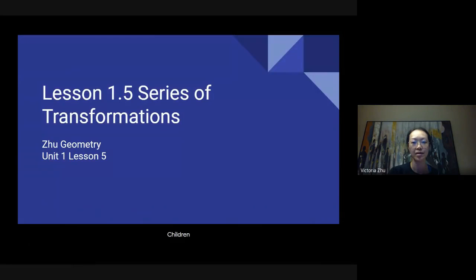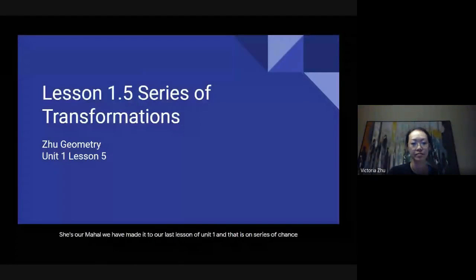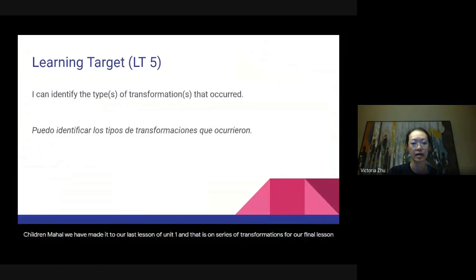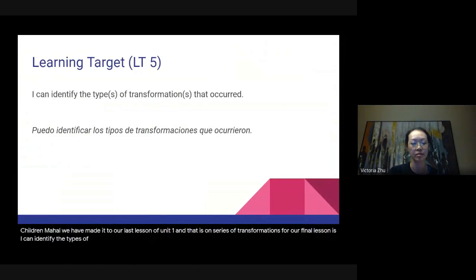学生们好, we have made it to our last lesson of Unit 1, and that is on series of transformations. Our learning target for our final lesson is I can identify the types of transformations that occurred. Notice that there's parentheses for types and transformations. That's because we're going to look at ones with one transformation and ones with more than one.